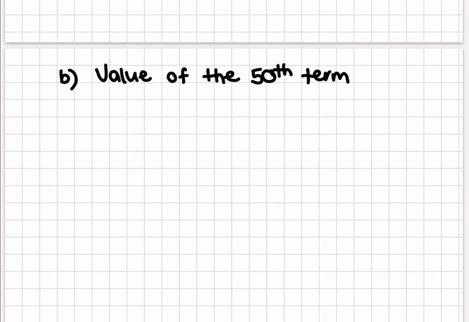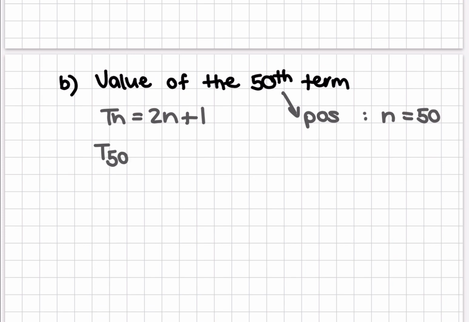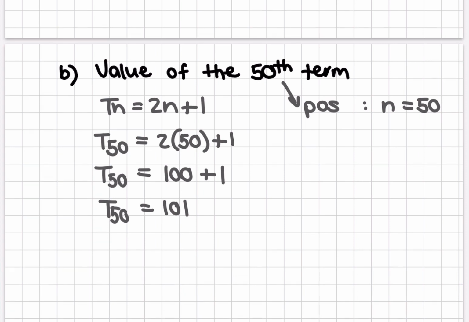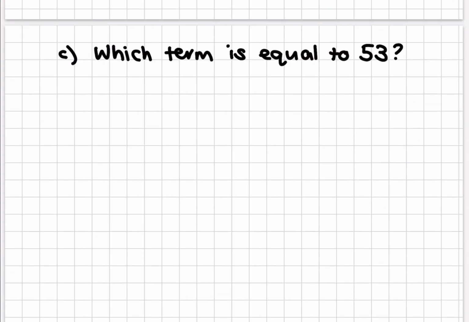Okay, so b asks us to calculate the value of the 50th term. This is a position, right? So this means n is equal to 50. We're going to sub that into the formula we've just calculated, 2n plus 1. So t50 is equal to 2 times 50 plus 1. So term 50 is equal to 100 plus 1. Term 50 is equal to 101, and that's the answer.